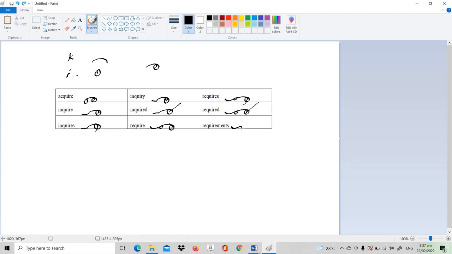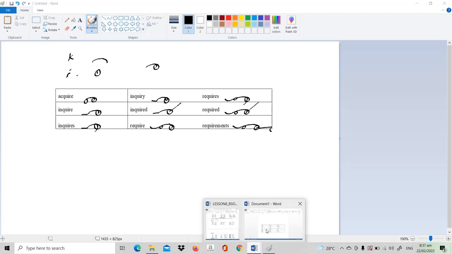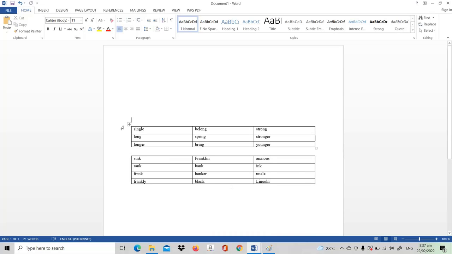Ulit pa din. R, E, K, I, M, S. Okay, requirements. So that's it for our choir words. Now let's move on to our next one, and that is the NG and NK.